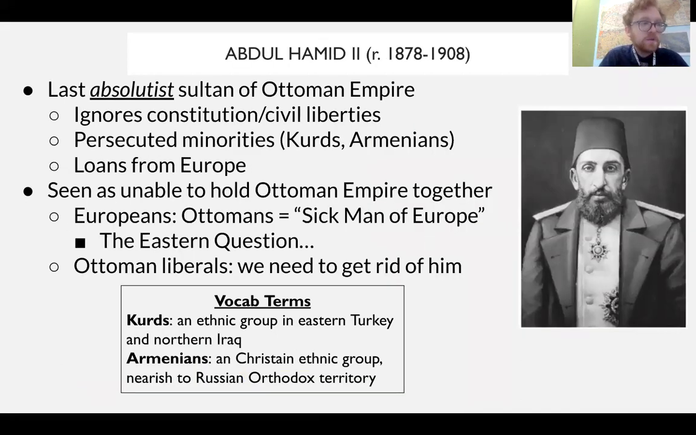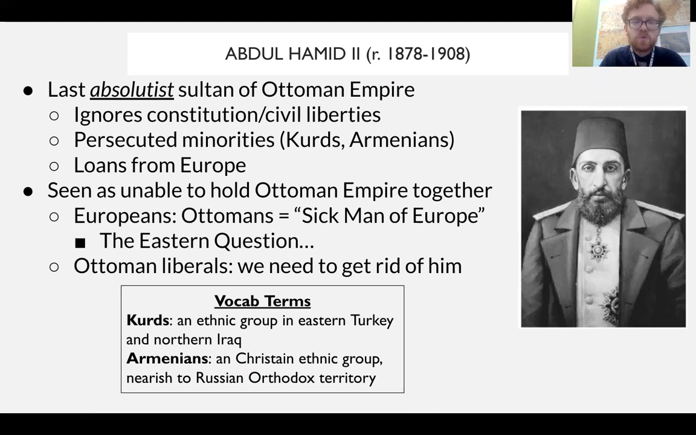And one of the things this middle class wants to challenge is the absolutist rule of the Ottoman sultans. Remember, the sultans didn't really want to give up any power during the Tanzimat reforms. So under Abdul Hamid II, who is the last absolutist sultan of the Ottoman Empire, not the last sultan, but the last absolutist, he is going to make himself very unpopular among Ottoman liberals.